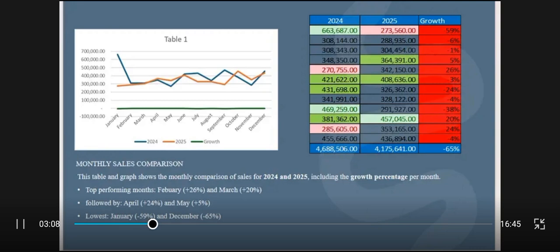But overall, sales dropped from 4.69 million in 2024 to 4.18 million in 2025, about an 11% decline. So while some months performed well, the year overall underperformed, showing the need for stronger strategies to stabilize sales.